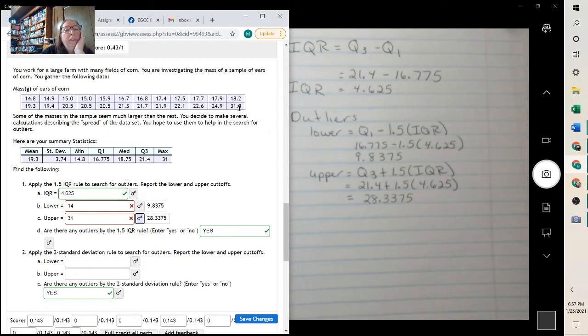And oh, here's a 31. That would be an outlier. Looks like just a 31. Yeah. So there's one outlier.